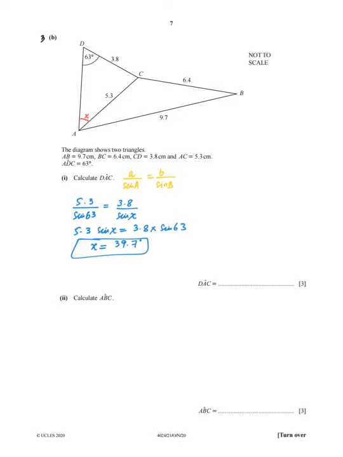In the next part, it says find ABC, and that means this angle B is unknown. Since all three sides are known, you can apply the law of cosines here, which states that a squared equals b squared plus c squared minus 2bc cos A. In our case, 5.3 squared equals 6.4 squared plus 9.7 squared minus 2 times 6.4 times 9.7, and angle B is unknown.